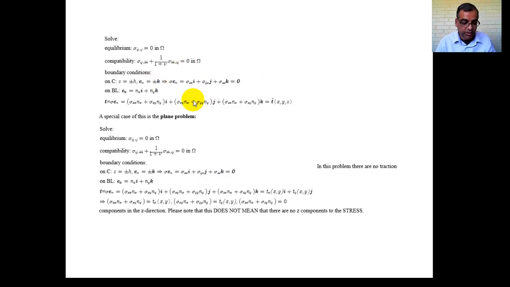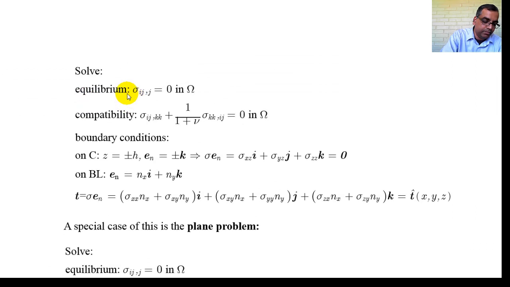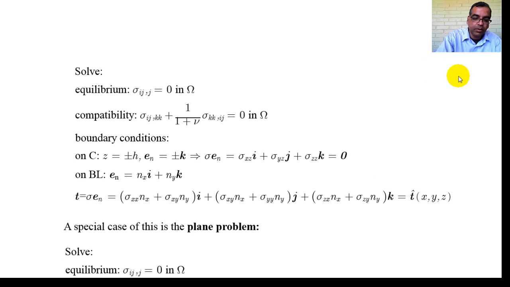So what are we trying to do here? Let me highlight this a little bit so you can see what is what. We are going to solve equilibrium. We are going to solve compatibility, but in a slightly different way. We are going to solve the boundary conditions. It looks complicated and there are lots of calculations here, but I'm going to only talk about the highlights. The notes will be available so you can look at the calculations, but I want to talk about the idea. On the lateral sides we are going to specify the tractions. This is the original problem.